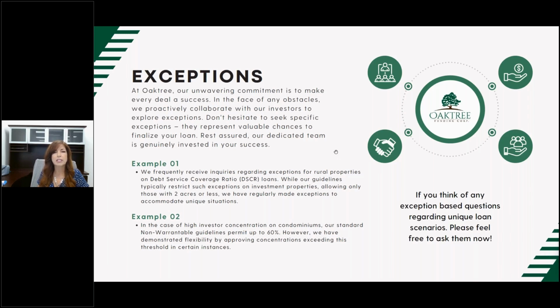We look at exceptions every single day, and we pride ourselves that we want to do loans that make sense. So we're not just going black and white, this is it, we're not doing it. No, if it makes sense and we can document the file, again, it all comes down to documentation and what you can prove. So we will look at that and we will consider exceptions. There are some things that are hard-nosed.